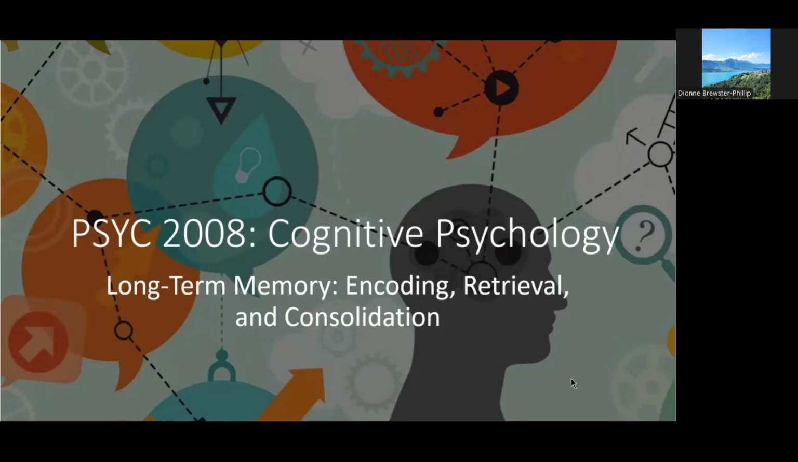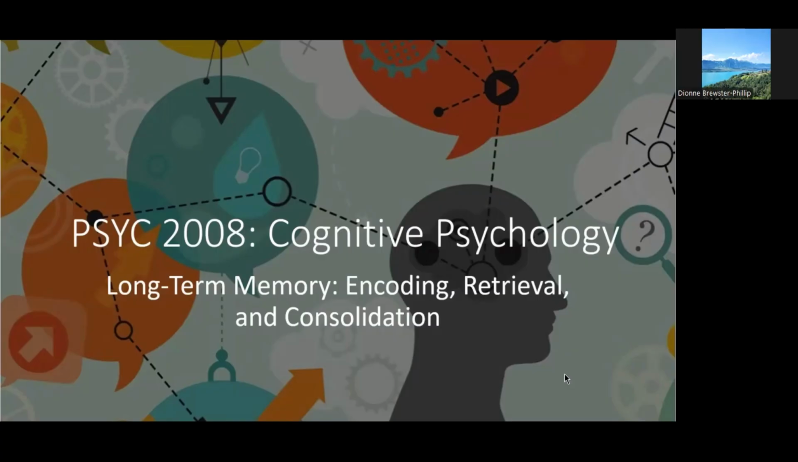Welcome to Cognitive Psychology. This is topic 7. Today we'll be covering long-term memory, encoding, retrieval, and consolidation. There's a possibility that this lecture will be in 2 parts, so this will be part 1. Last week we noted that there's some evidence to suggest distinctions between long-term memory and short-term memory. And today we're going to look specifically at long-term memory with regards to encoding, retrieval, and consolidation.